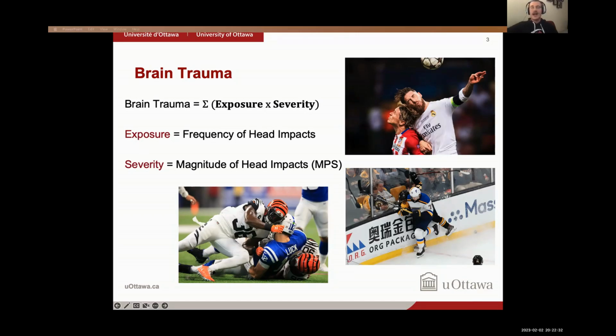In football, we're talking about linemen that are making huge hits, or receivers that are getting blown up. In hockey, we can talk about simple open ice body checks, slips and falls and heads hitting the ice, or even pucks to the head.